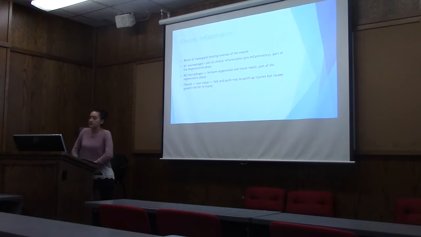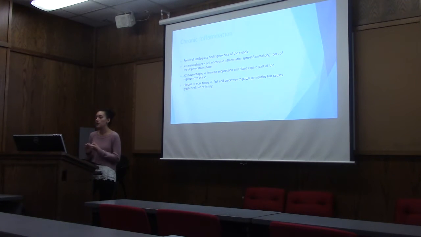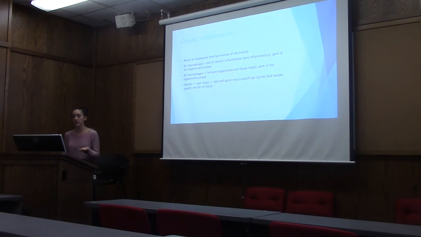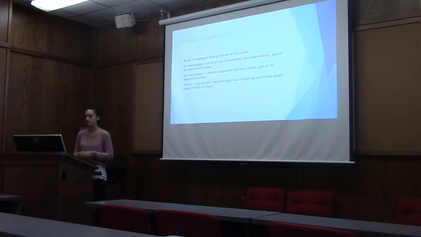So chronic inflammation is the result of inadequate healing and overuse of the muscle. And I think you guys talked about this in class. There's M1 macrophages and M2 macrophages. So M1 macrophages, that's the cell of chronic inflammation because they're pro-inflammatory and it's part of the degenerative phase. And M2 macrophages are responsible for immune suppression and tissue repair, so it's part of the regenerative phase. So if you have chronic inflammation, there's a ton of M1 macrophages that are pro-inflammatory and just breaking stuff down, and not a lot of M2 macrophages because it doesn't fix things. So that's why it's inflamed over a longer period of time.